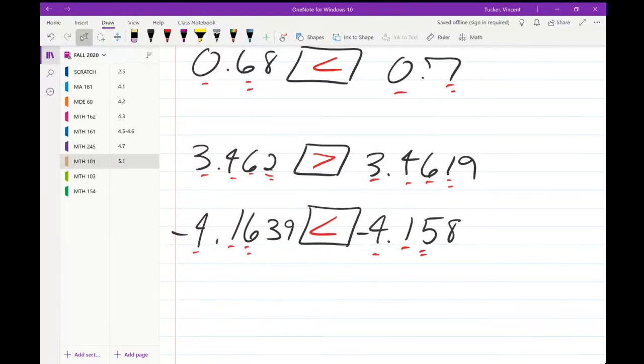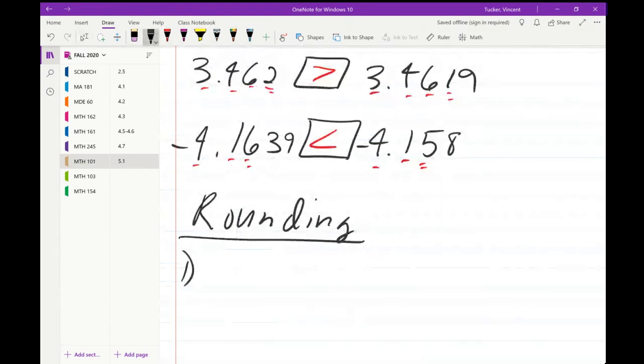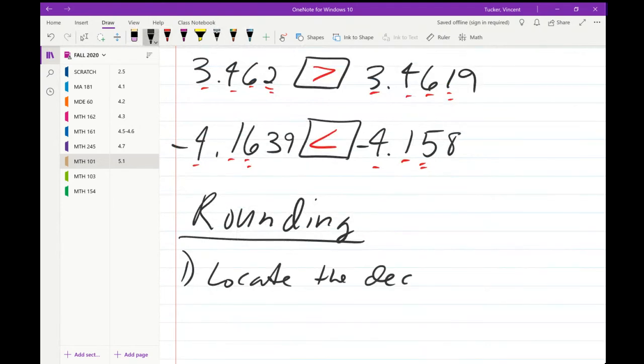All right. Questions before we look at the last thing in this section?